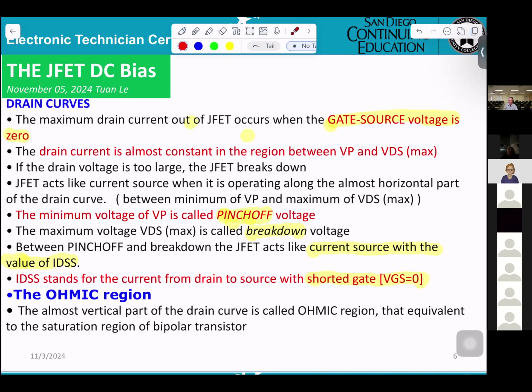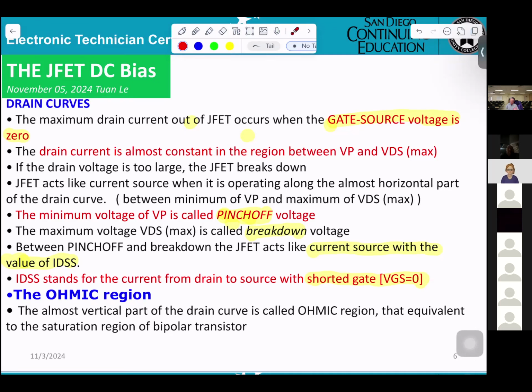They do not allow any voltage after breakdown. Like if I ask, what is the IDSS? Then you have to say, IDSS stands for the current from the drain to the source with VGS equals 0. Every time VGS equals 0, the current ID equals IDSS.